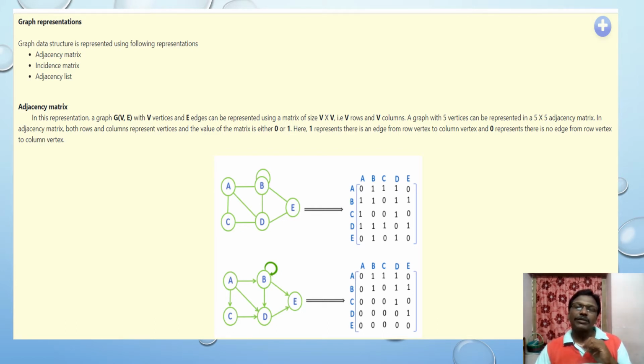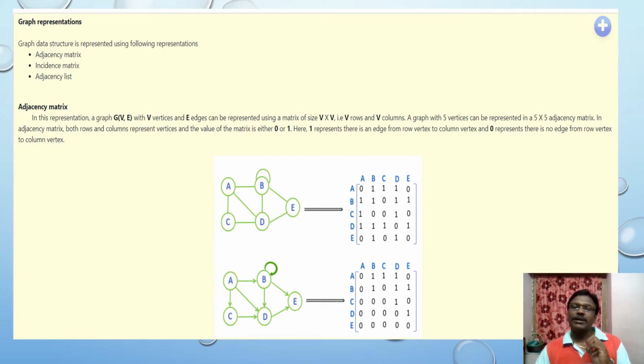So A to B is one edge, A to D one edge, A to C one edge, and in the same way C to D one edge, D to B one edge, B to E one edge, D to E one edge, and B has a self loop. There are 5 vertices, so the matrix is 5 by 5.